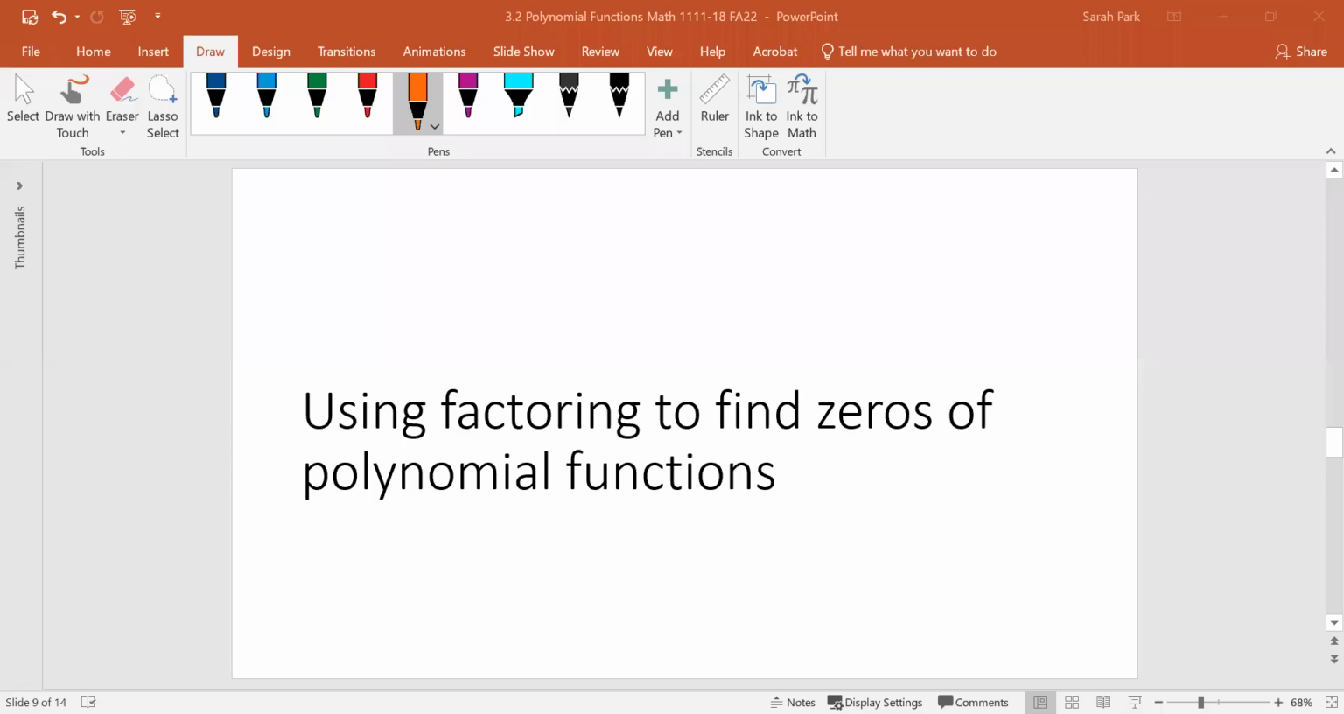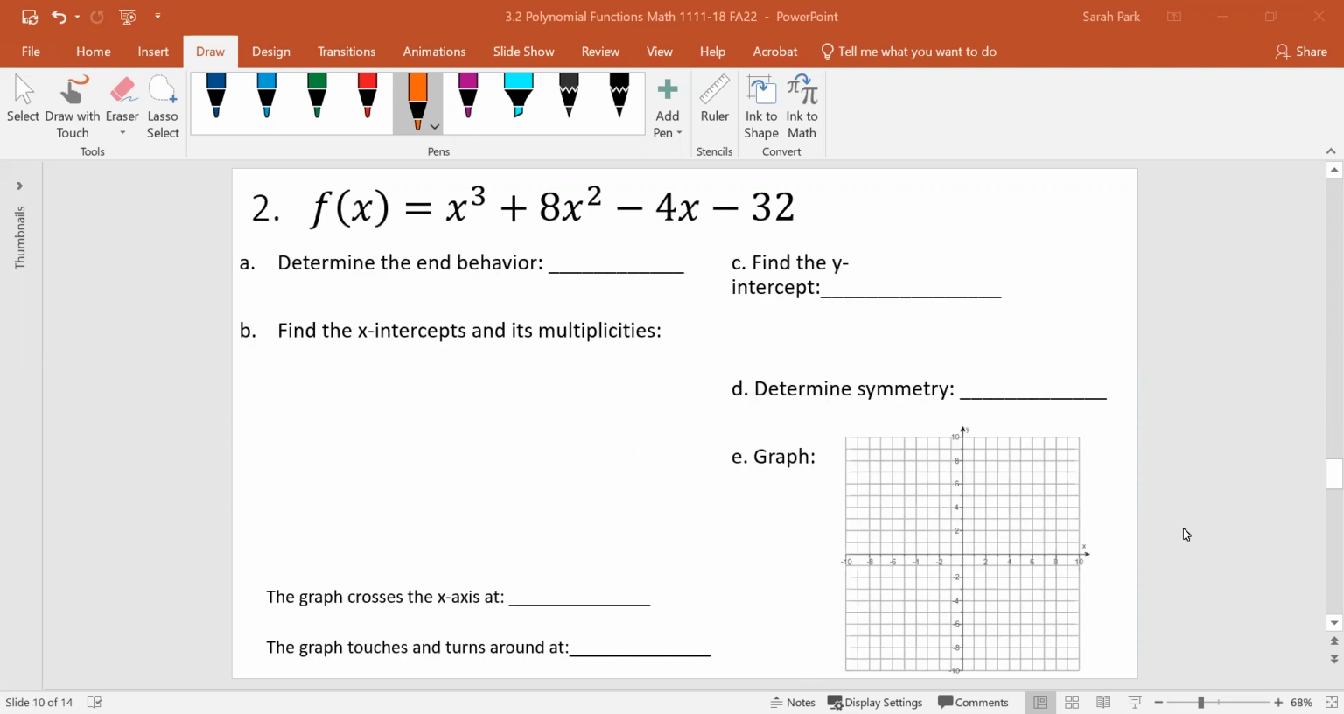Okay, let's continue our discussion of 3.2 polynomial functions. And in this video, we're going to use factoring to find the zeros of polynomial functions. Okay, so if we look at example 2, f of x equals x to the third plus 8x squared minus 4x minus 32. This function is not factored. And so we're going to find all of these different characteristics of this polynomial function.